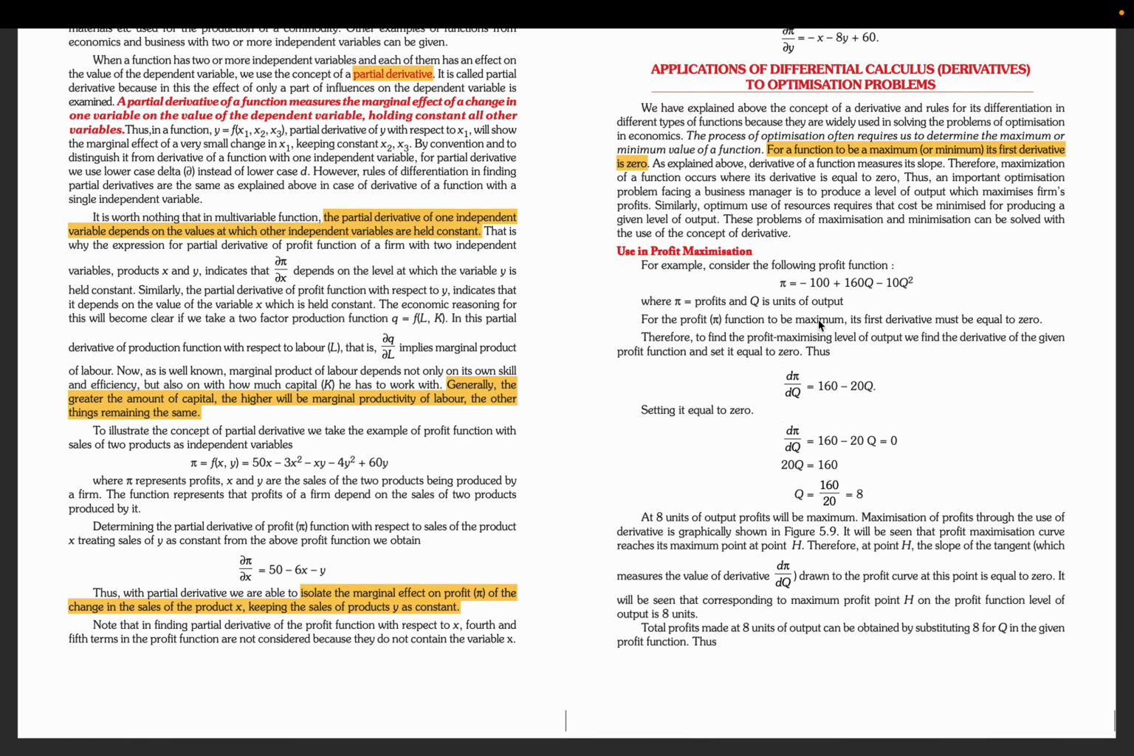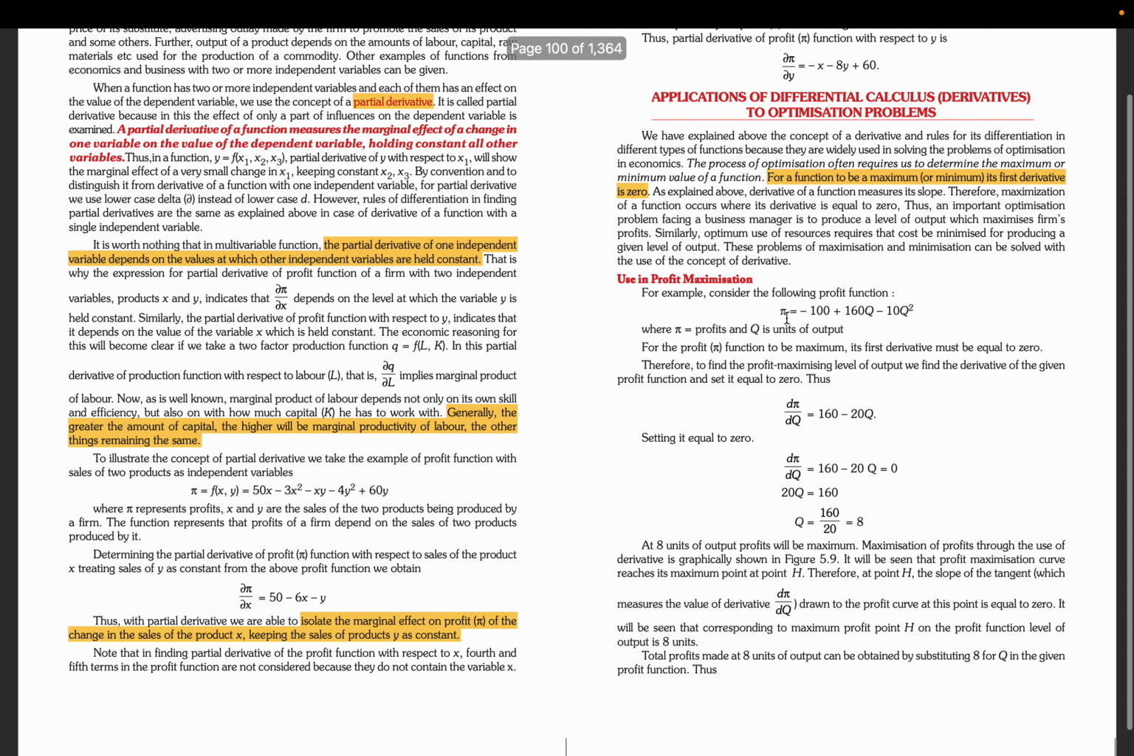I suggest that you take this profit function and try to maximize it in your notebooks before looking at the answer here. But for now, let's follow this example. Consider the following profit function where pi is profit and q is the level of output. For the profit function pi to be maximum, its first derivative needs to be 0. Basically, this is the intuition for optimization, maximization and minimization problems. The first derivative has to be 0.